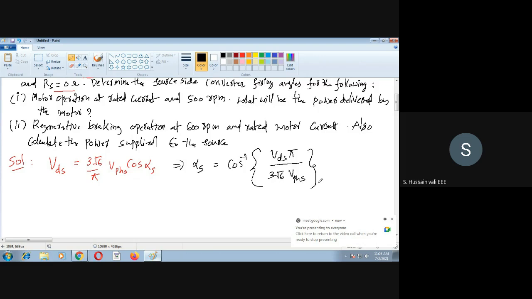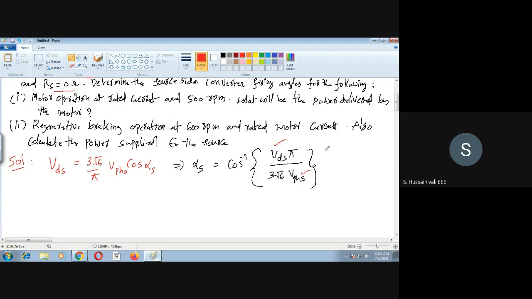Now we will search one by one what are the things we know. The first thing is that only two unknowns are there here, nothing else: one is VDS, the other is V phase. So we definitely need to know about these two.